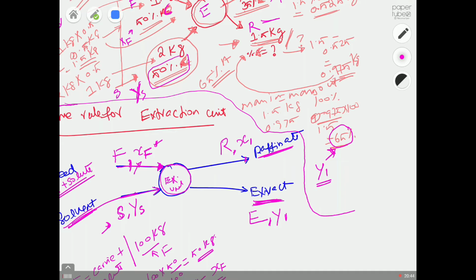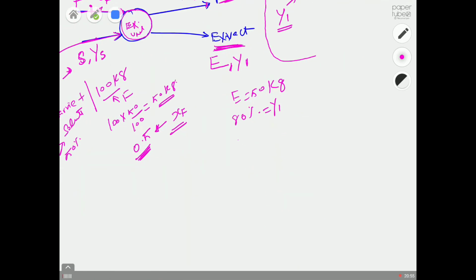So imagine if for extract we get 50 kgs of extract, and in that 80 percent is your solute, or if you want to express in terms of mass fraction, 0.8. That's the mass fraction of your solute. So this is nothing but y1.